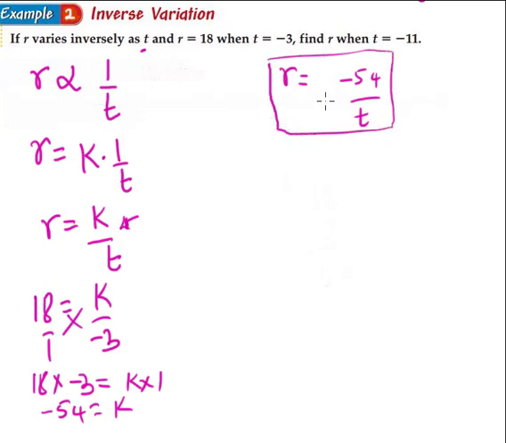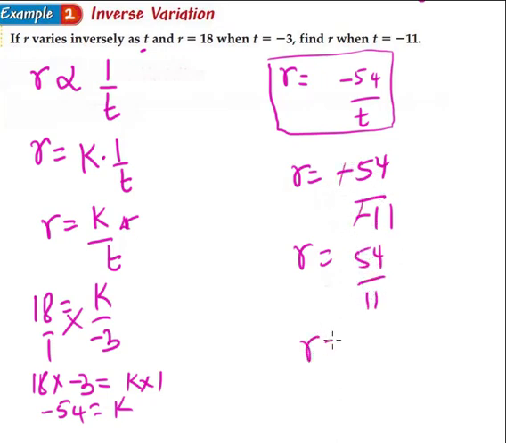Now we are asked to find r when t equals -11. We'll have r is equal to -54 over -11. Now we are dividing two directed numbers, that's minus cancel minus, we have plus. 11 goes into 54 4 times. Remember, 4 times 11 is 44. Subtract 44 from 54, you'll be left with 10. I just changed this improper fraction to a mixed fraction. So r is equal to 4 and 10 over 11.